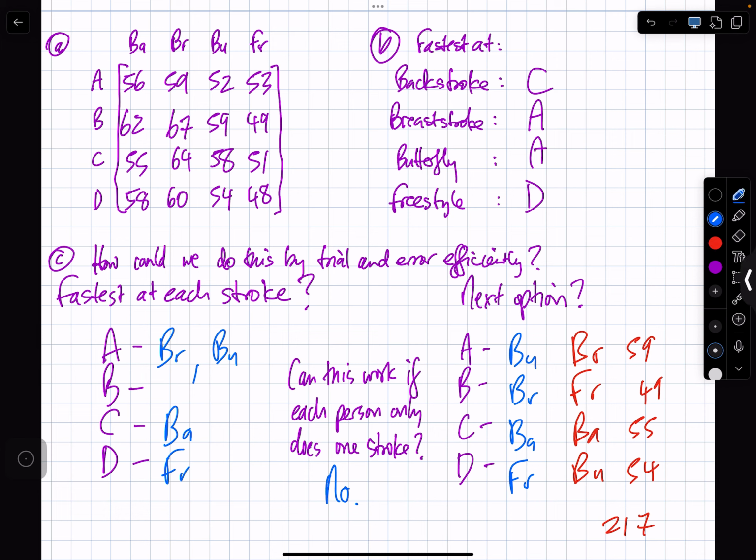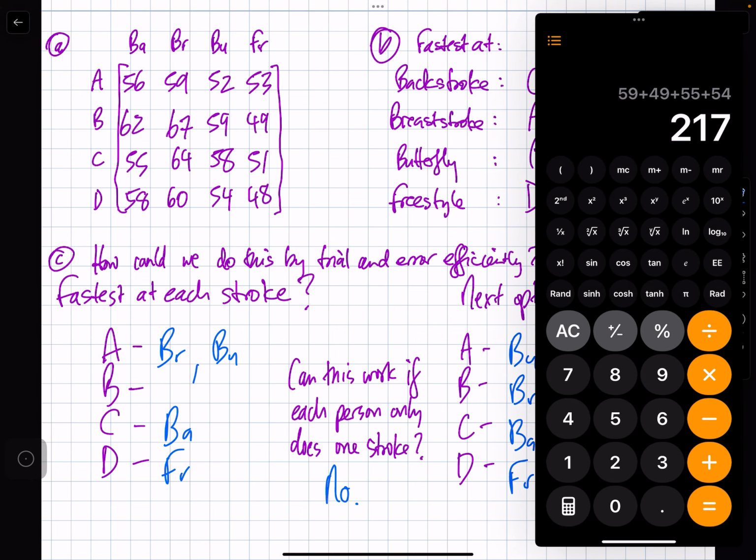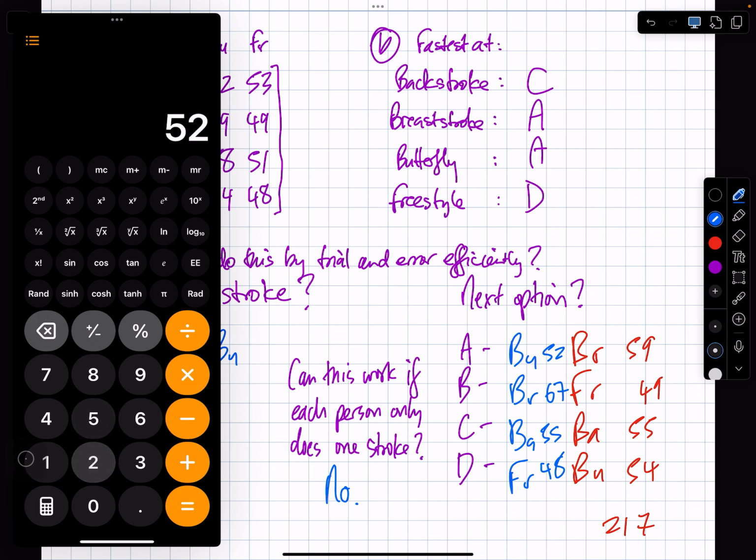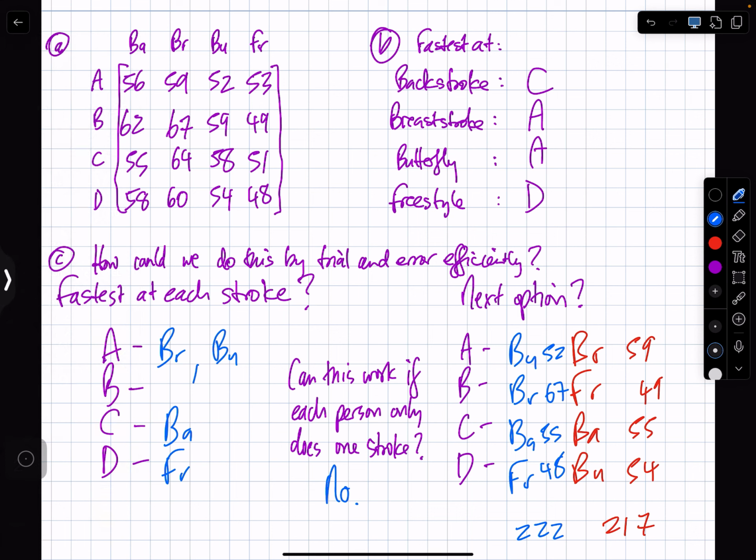Let's write that quickly. A butterfly is 52. B breaststroke, that's really slow. That's the problem there. C back is 55. D freestyle is 48. Let's work that out. Let's see what the total is. 52 plus 67 plus 55 plus 48. It's definitely faster. I don't actually know if that's the right answer though, because I haven't given you the definite way. Did you have another option? Okay. I want to leave it like that.